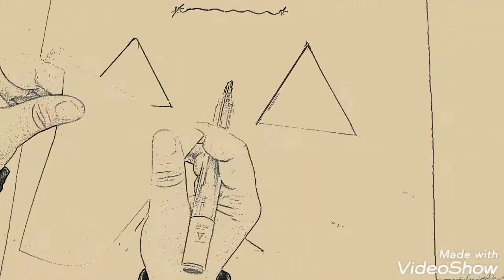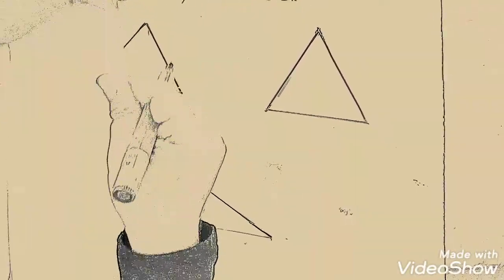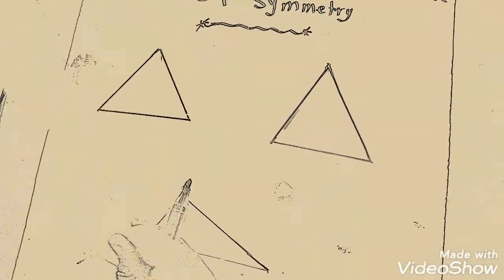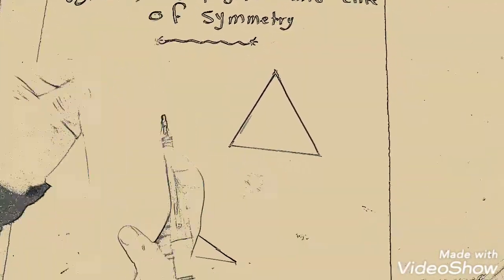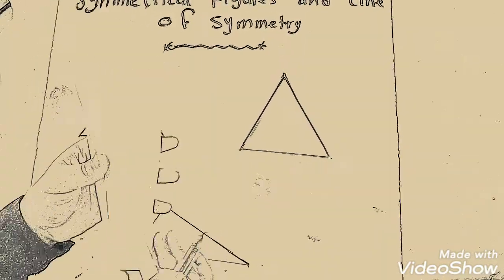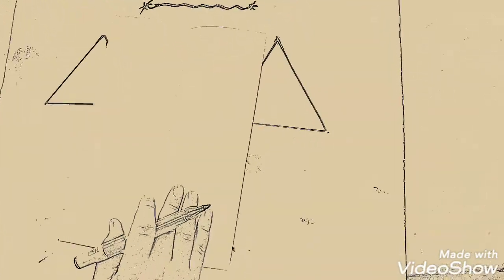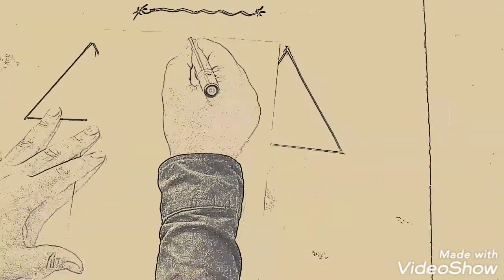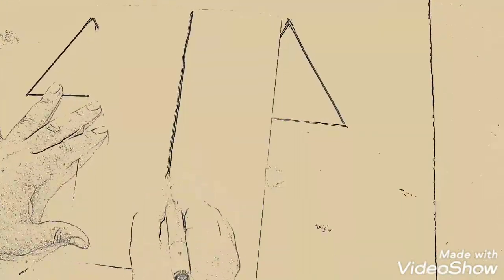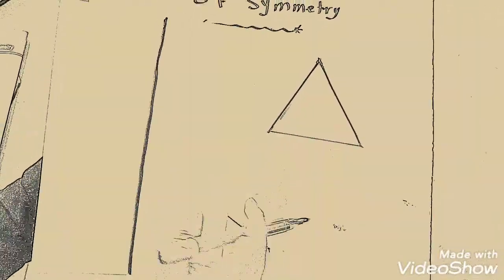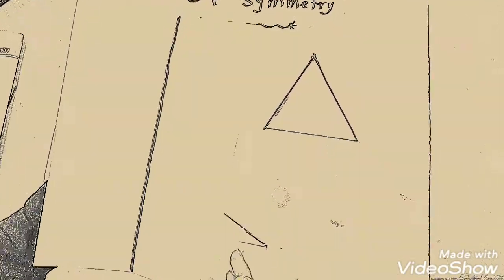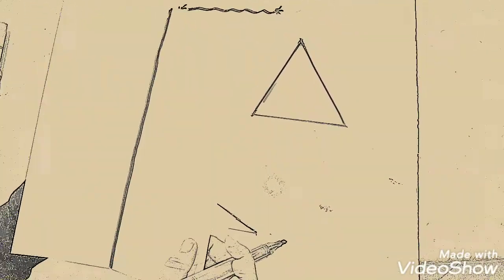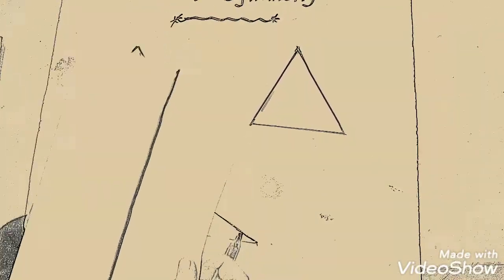If I folded it into congruent parts that match exactly, this line that divided the figure or rectangle into congruent parts that match exactly is called line of symmetry. This line is called line of symmetry because it divides the paper into congruent parts that match exactly.